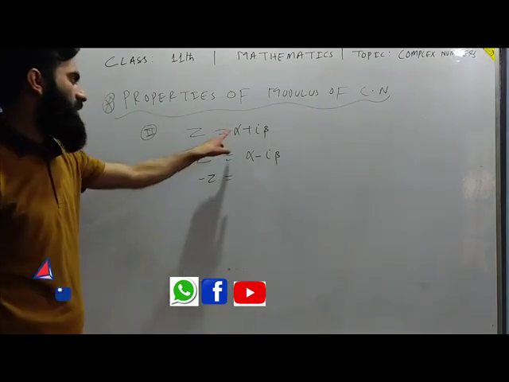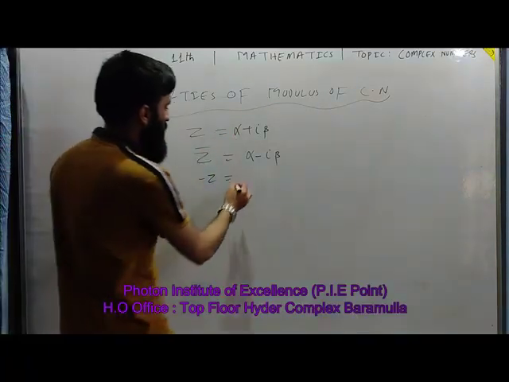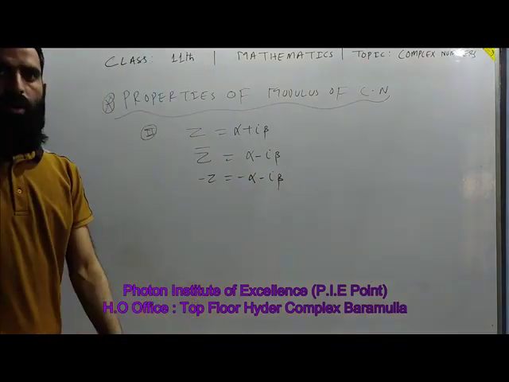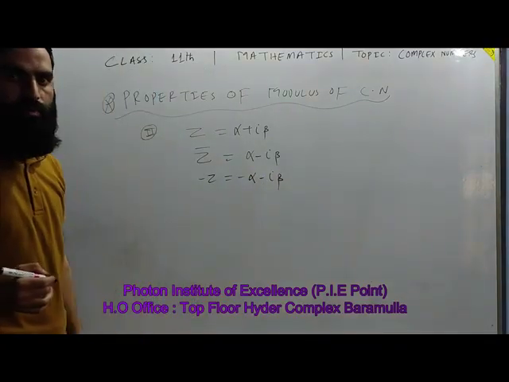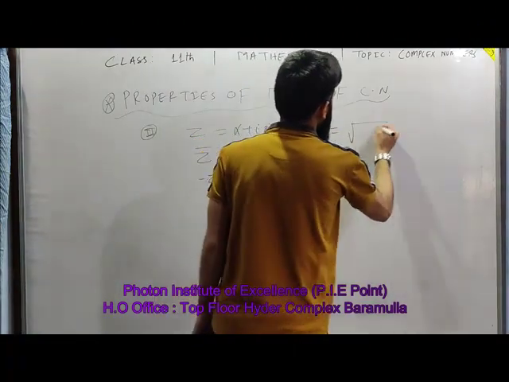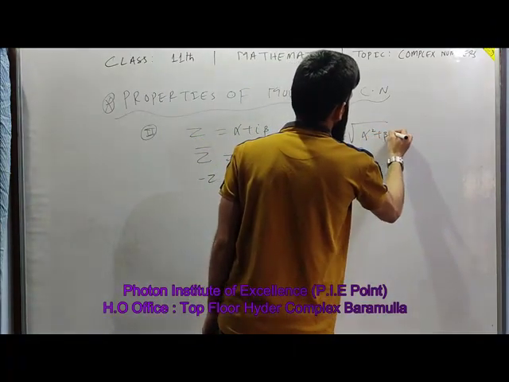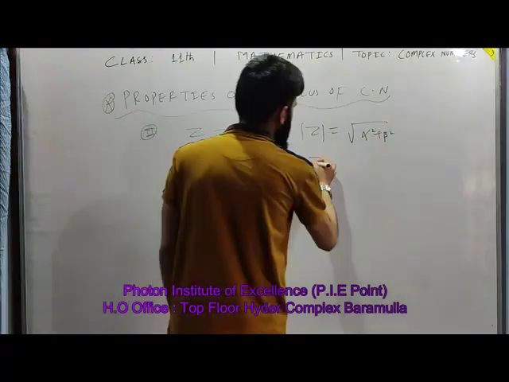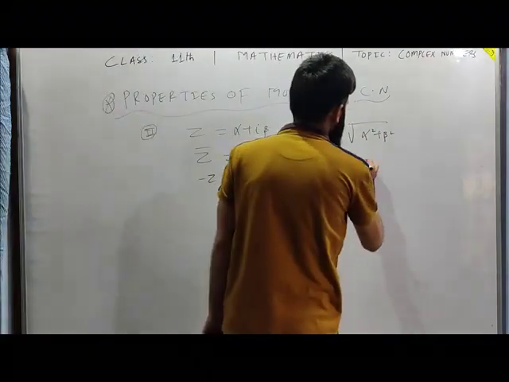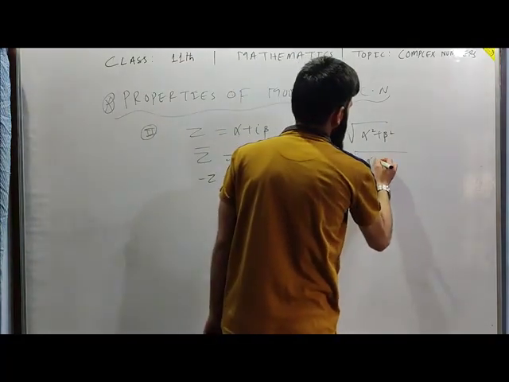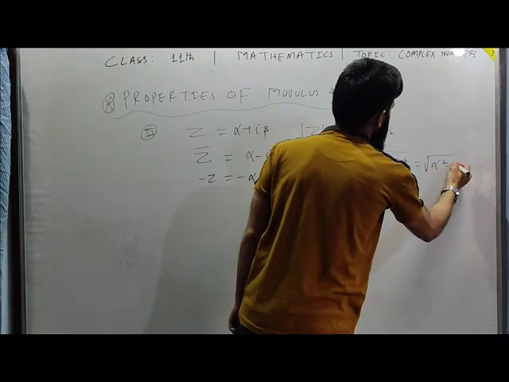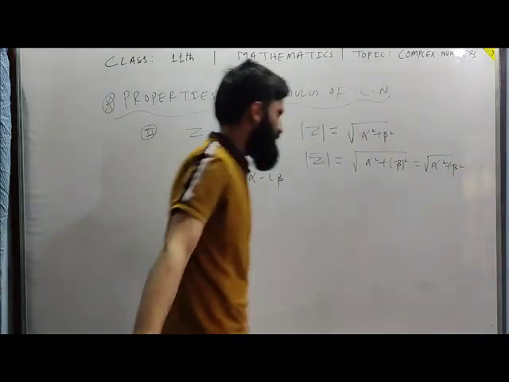What is minus z? We have to multiply z with minus, and we will get minus alpha minus iota times beta. Now let me calculate the modulus of all the 3 components. So mod of z will obviously be the square root of alpha square plus beta square. Now what is the mod of z bar, the mod of the conjugate of z? That is equal to the square root of alpha square plus beta square.